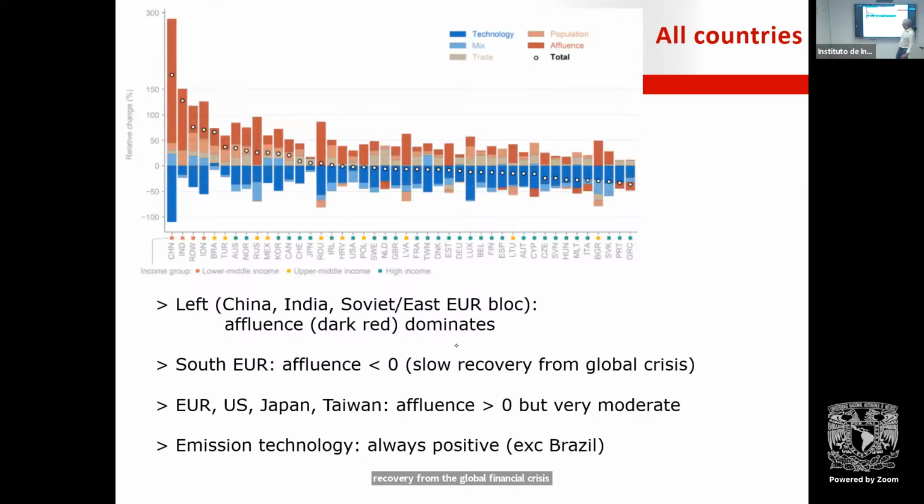Europe, US, Japan, and Taiwan, their affluence is positive, but very, very moderate. So they have reached the stage where apparently it doesn't matter if you eat much more, consumption is not so emission intensive. And emission technology changes there were always positive, except for the case in Brazil.